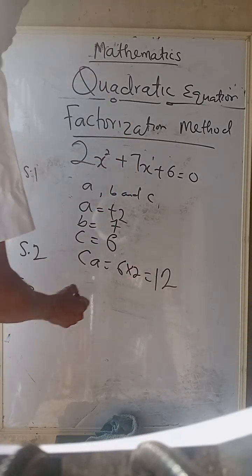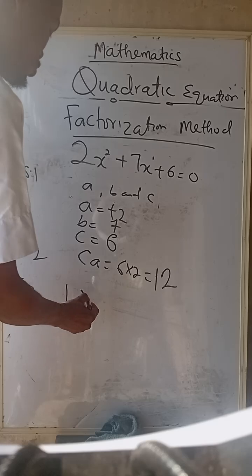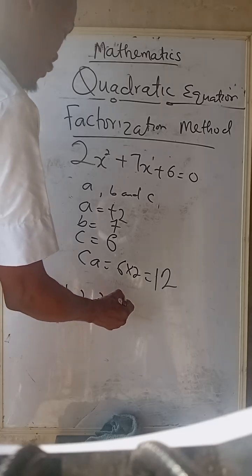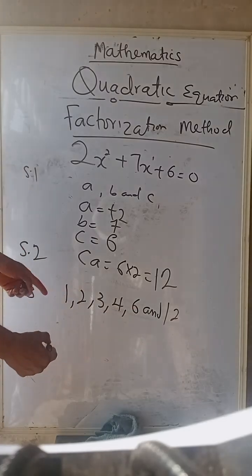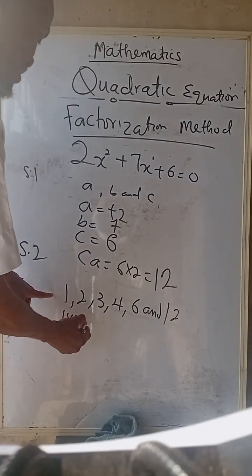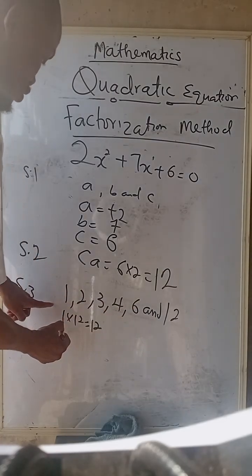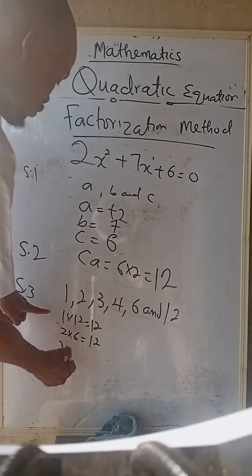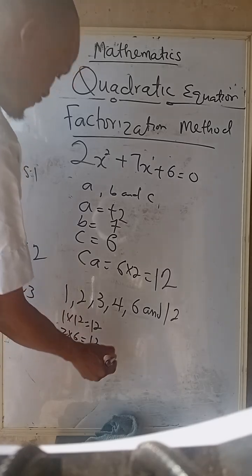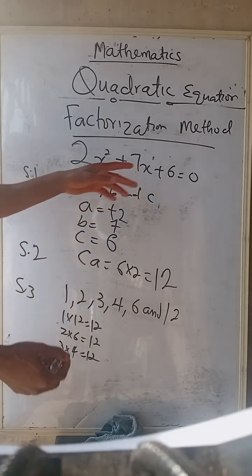So what are the factors of 12? You have 1, you have 2, you have 3, you have 4, you have 6, and 12 itself. Meaning that 1 times 12 will give me 12. 2 times 6 will also give me what? 12. 3 times 4 will also give me 12. These three pairs of numbers will give me 12.